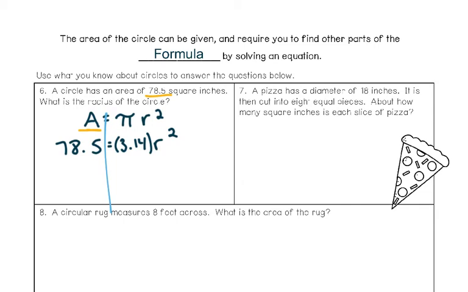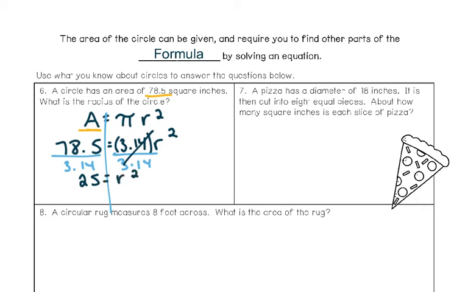So the first thing I'm going to do is the opposite of times 3.14. And that's going to be divide by 3.14. If I do it to one side, I have to do it to the other side. It's an equation. So I can actually do 78.5 divided by 3.14. When I do that, it should come out to be about 25. 3.14 divided by 3.14 cancels, so I can just cross that out. It gives me 1, and I'm left with an r squared on the other side.